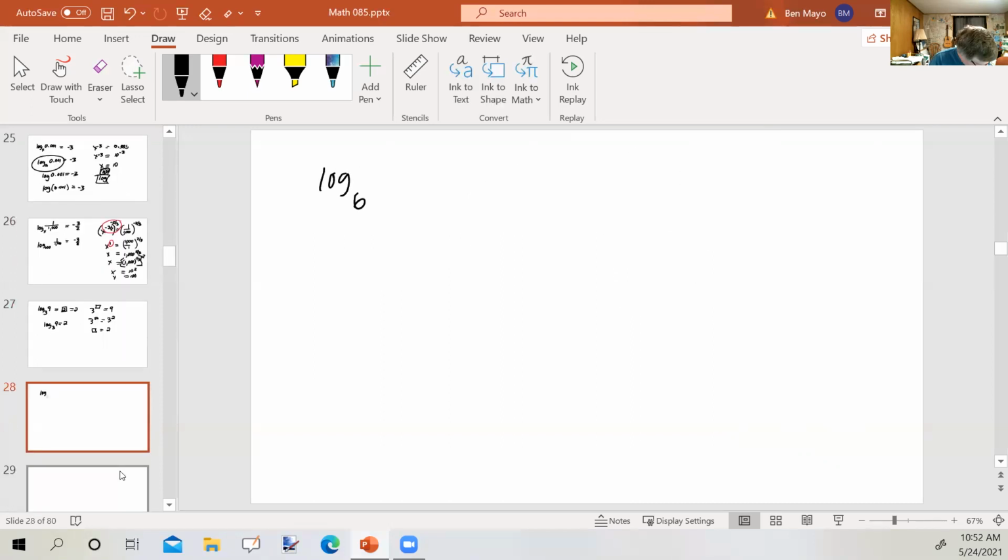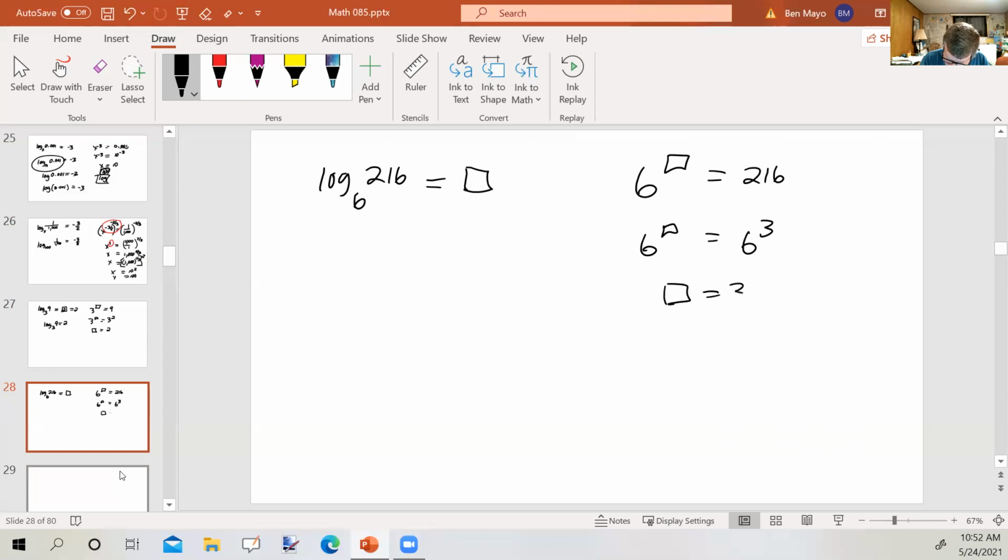Log base 6 of 216. Well, that equals some unknown. Changing it to an exponential equation, we get this. But 216, I believe I can write as 6 to some power. Let's see. 216 divided by 6 is 36, divided by 6 is 6. So we get 6 cubed. So the box equals 3. Log base 6 of 216 equals 3.